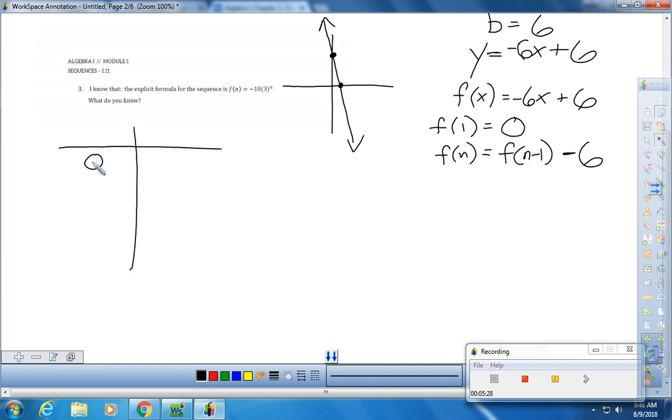If I put in a 0, 3 to the 0 is 1. Negative 10 times 1 is negative 10. Let's put in a 1. 3 to the 1st is 3. 3 times negative 10 is negative 30. Let's put in a 2. 3 squared is 9 times negative 10 is negative 90. Look what's happening. We're multiplying by 3 every time. So the next one will be negative 270. So this is geometric.